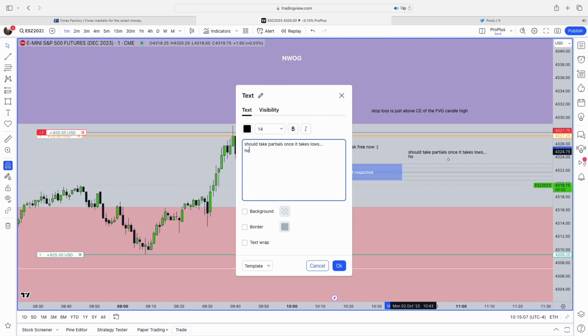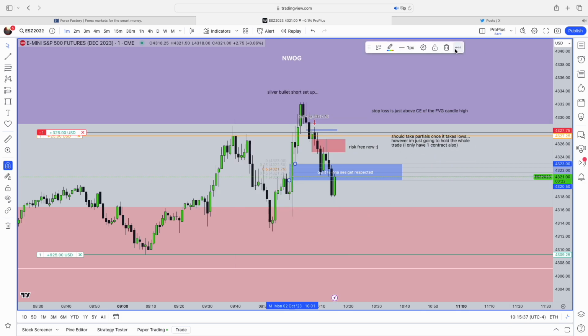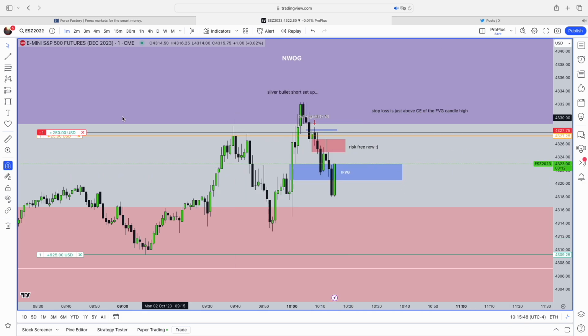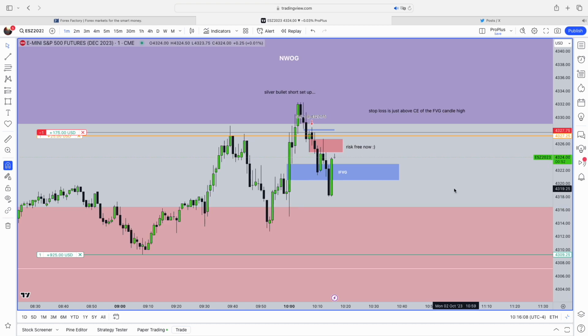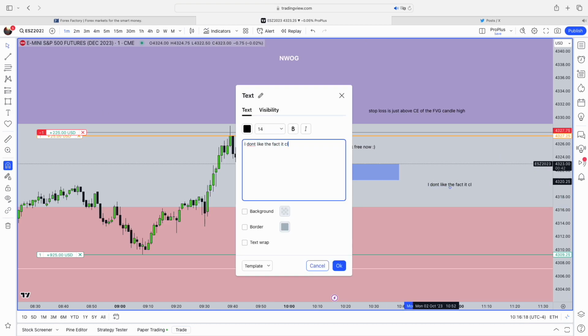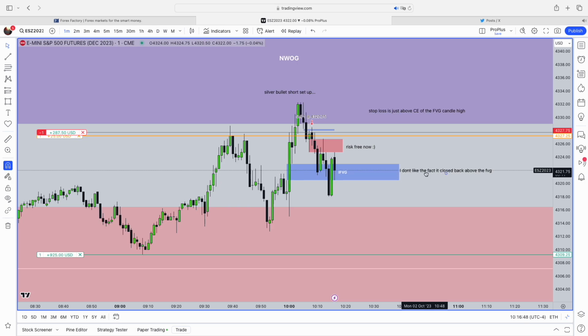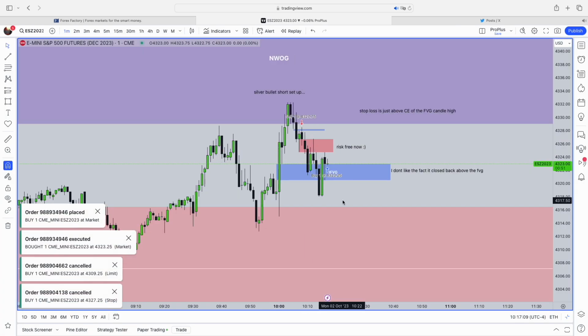It does pull lower, and now I want this BISI to become an inversion fair value gap. So yeah, once it closes above this BISI there, I was like, okay, I don't really like the look of that, so I'm probably going to close the trade. Once price pulls lower here, and then it pulls up and closes perfectly on the high, that's when I knew that price didn't want to go down there.